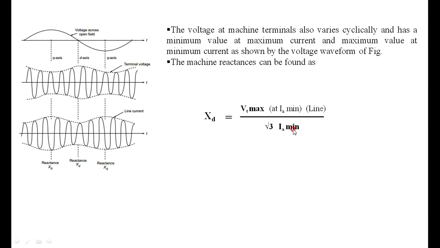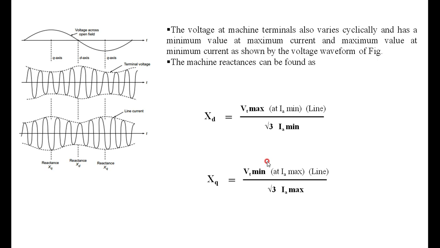Then divide by Ia minimum. The ammeter deflects from maximum to minimum, and you put the minimum value of current here. Therefore the maximum voltage divided by the minimum current gives Xd. I am dividing by root 3 because the maximum voltage you note down is a line-to-line value, which I am converting into the phase value. In a star connection, the current, line or phase, remains the same.